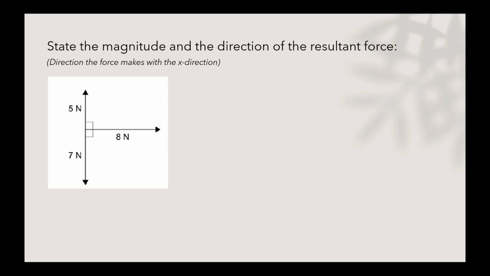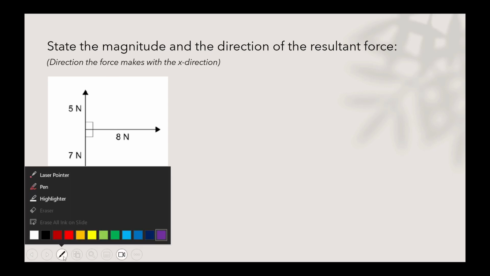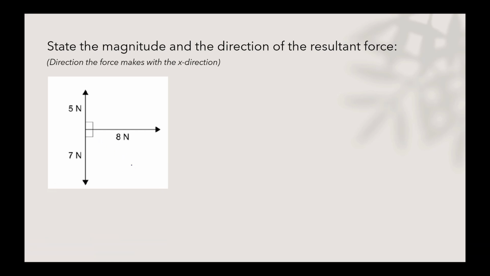So let's have a look at a second question. In this question it says state the magnitude and the direction of the resultant force. So for this, the first thing we need to do is establish what the direction is of the resultant force. So here we've got 8 newtons going up, 7 newtons going down, and 8 to the right. So we're looking at going 2 newtons down and 8 newtons to the right. So our resultant force is going to be going in this direction here.